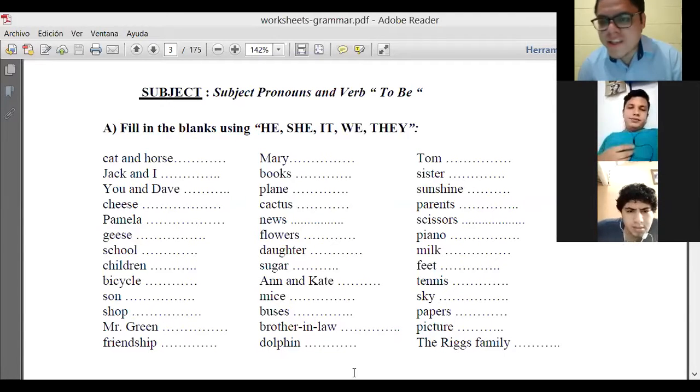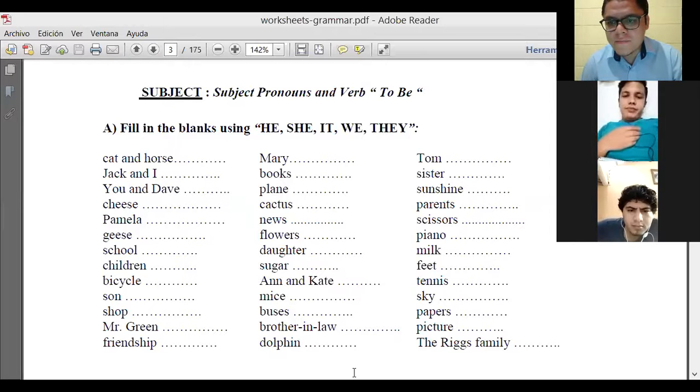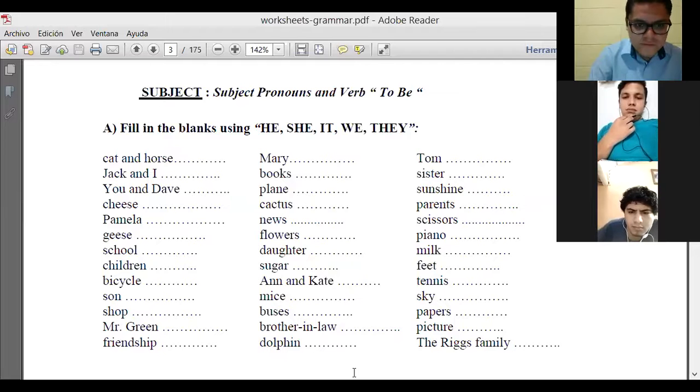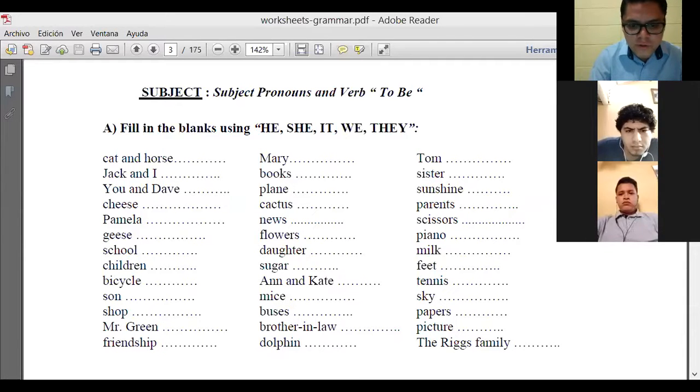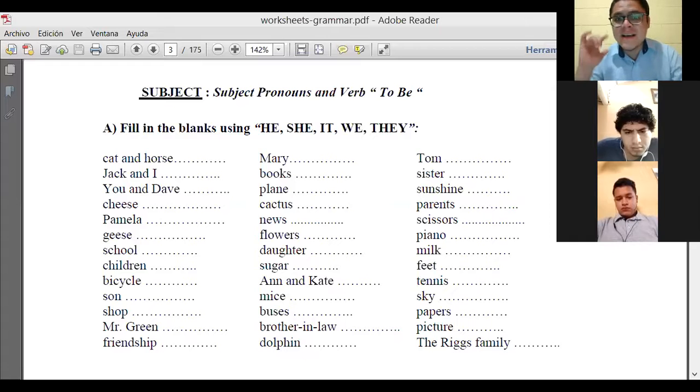Children. They. And you don't say, I have two childrens. That's not correct. You say, I have two children, with no S. I have two children with no S because children is already pluralized. So it's not necessary to add the letter S. Okay. So children is they, right?